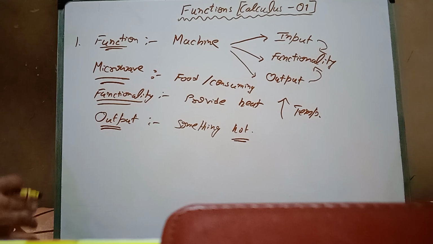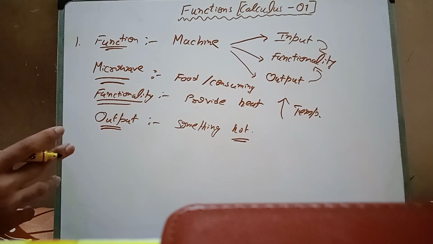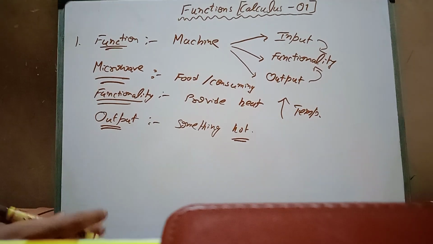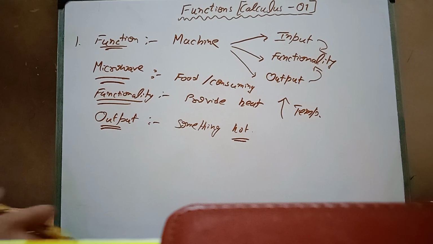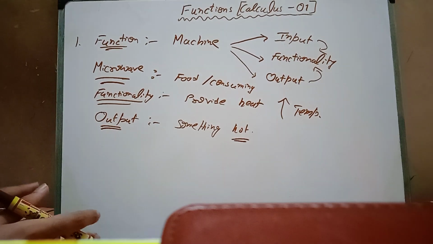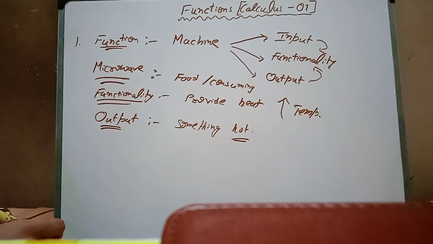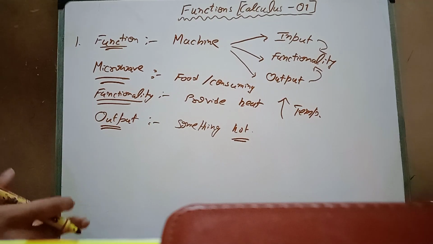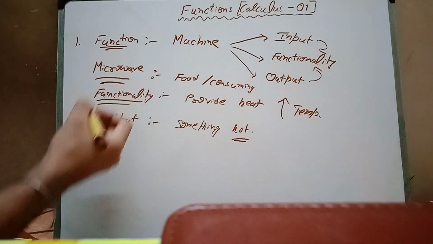So these are the basic characters of a function. You can't put clothes in a microwave, or you can't get a hot dog. I said hot dog, I don't mean a real dog. A real dog you can't get out of a microwave. So the thing is, input and output are pre-decided. Yes, this is a function.